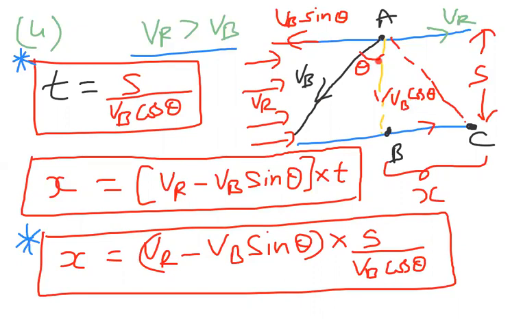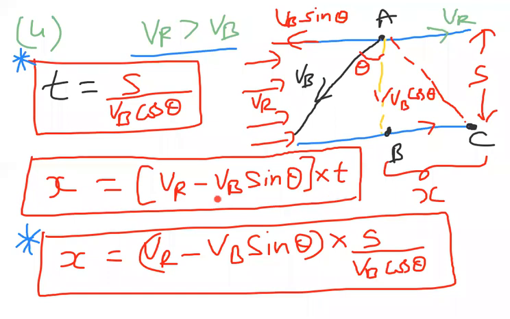Remember this point: where VB is making an angle to the vertical, the vertical term will become cos. If the angle is made to the horizontal, the horizontal term will become cos. But here it is making an angle with the vertical, so the vertical term is cos and the other term is horizontal. From here, this is the width, and this is VB cos theta. Time is equal to S by VB cos theta. So X is equal to VR minus VB sin theta into time.